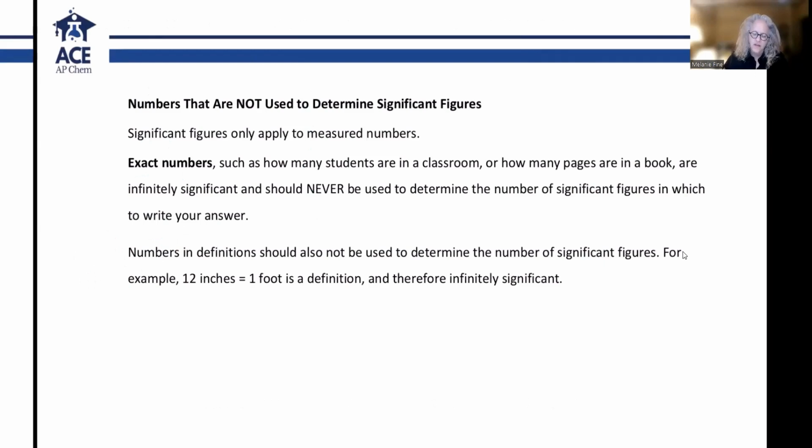We can't apply significant figures rules to all numbers because not all numbers are measurements. Significant figures only apply to measured numbers. Exact numbers, like counting numbers, such as how many students are in a classroom or how many pages are in a book, are infinitely significant. And you should never use them to determine the number of significant figures in which to write your answer. And numbers in definitions should also not be used to determine the number of sig figs. For example, 12 inches equals 1 foot is a definition. It's not a measurement, and therefore it too is infinitely significant.